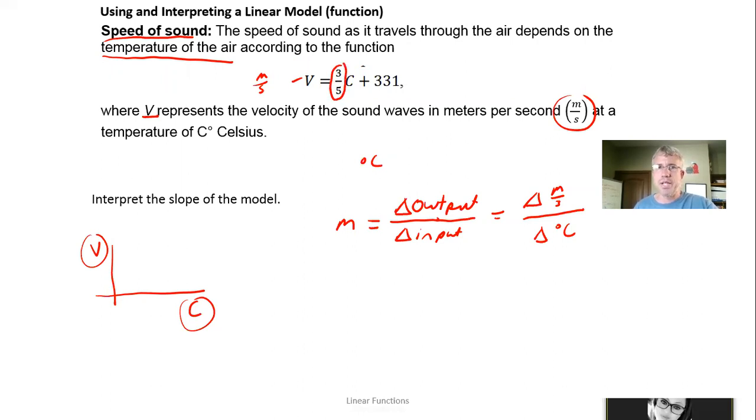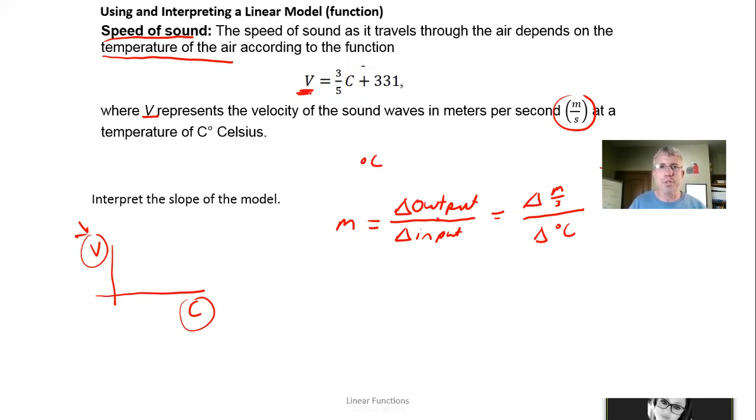It's 3 over 5, but it isn't 3 because the numerator has to be the output units, which are meters per second, and the 5 has to be the input units, which are degrees Celsius. So even though this number doesn't have units, it does, right? They're just not written. And it makes sense if you think about it. If it didn't have units, this would be stupid.